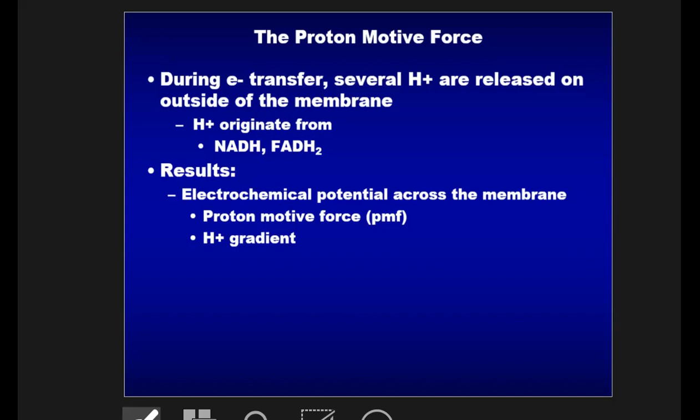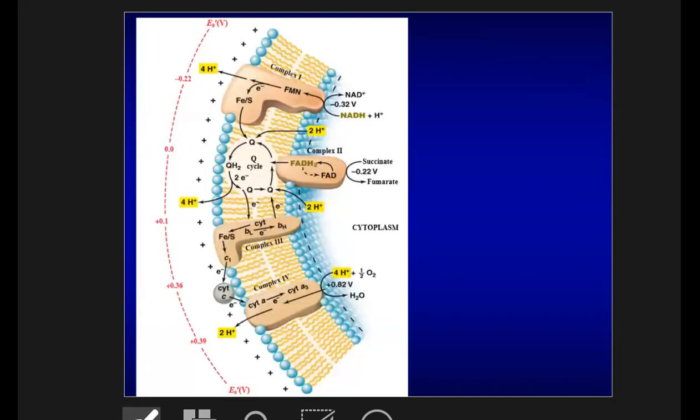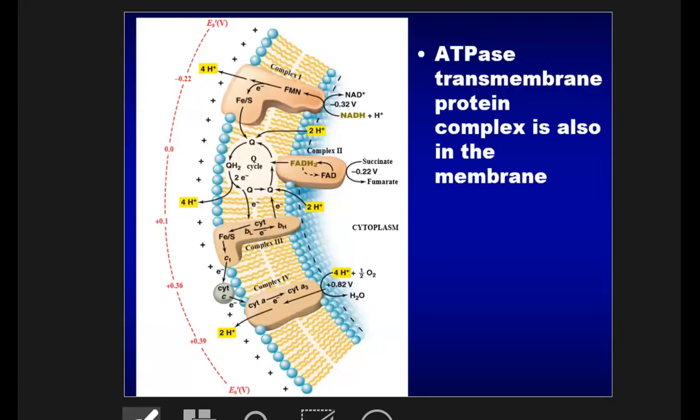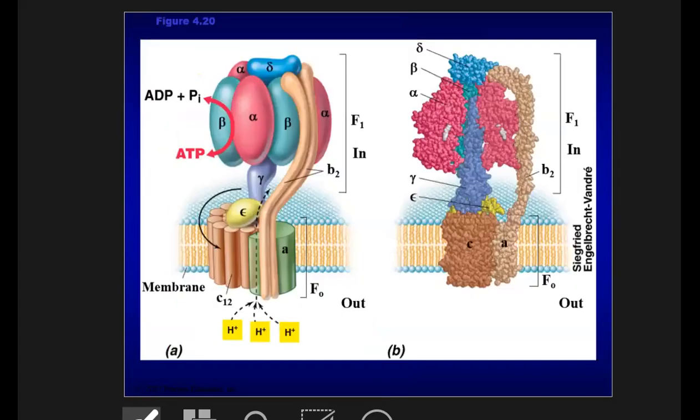So once they get that, then they're almost set to win the game, the big prize, okay? So the artist should have drawn in this image an ATPase, but they didn't. So this is what they should have drawn in that membrane. Another transmembrane complex, the ATPase, that I'm trying to show here. And trying to show, yeah, there's a proton gradient that got established.